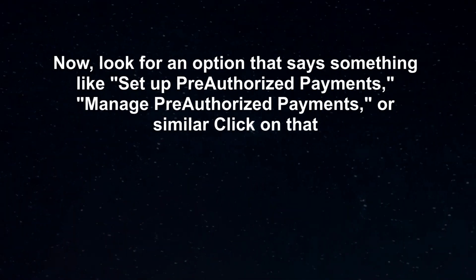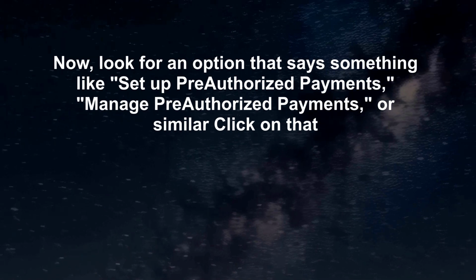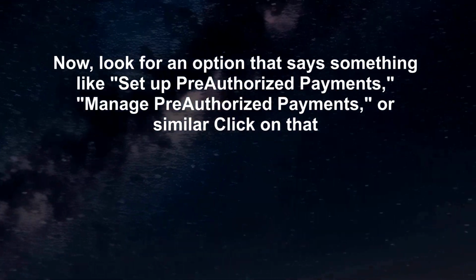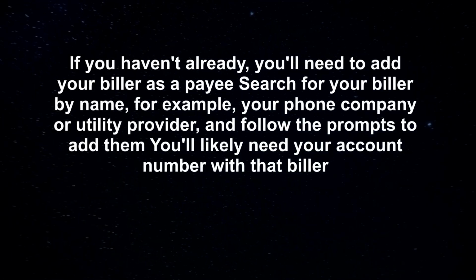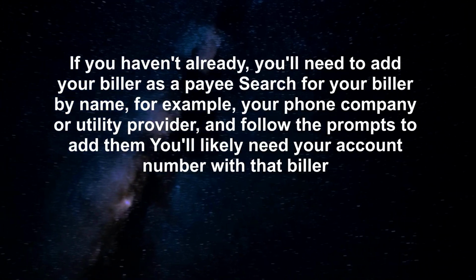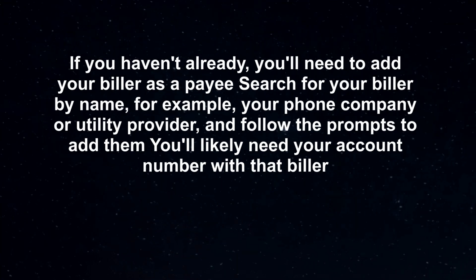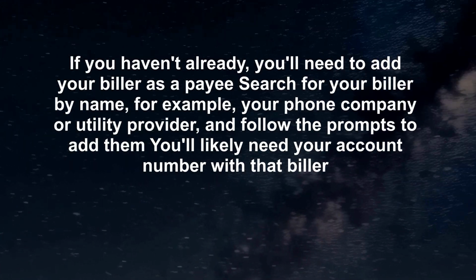Now, look for an option that says something like Set Up Pre-Authorized Payments, Manage Pre-Authorized Payments, or similar. Click on that. If you haven't already, you'll need to add your biller as a payee. Search for your biller by name, for example, your phone company or utility provider, and follow the prompts to add them. You'll likely need your account number with that biller.